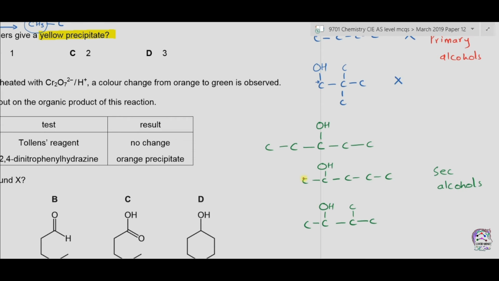Let's see which one has a methyl group directly attached to the carbon atom with OH. So this is the carbon atom with OH. It does not have any methyl group, so this won't give a positive result. This is the carbon attached with OH and it does have a methyl group directly attached, so this will give a positive iodoform test. Again, this carbon does have a methyl group, so this will also give a positive iodoform test.